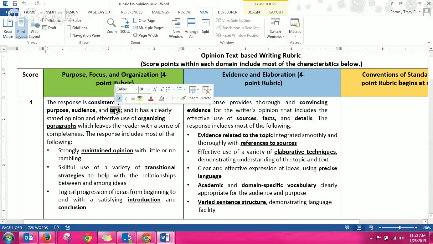And then the task. Sometimes they'll ask you to write maybe an essay about saving somebody, or planning a party, or they might have a task attached. If the task is not there, then you just write it to explain something or give your opinion. All right, also it says it has a clearly stated opinion. This is the opinion rubric. The explanatory rubric is very similar to this, but you are explaining a concept and you're not telling your own opinion on that concept. And it has an effective use of organizing paragraphs.